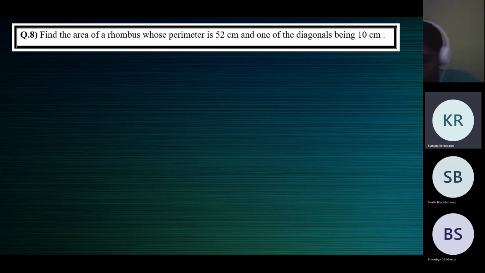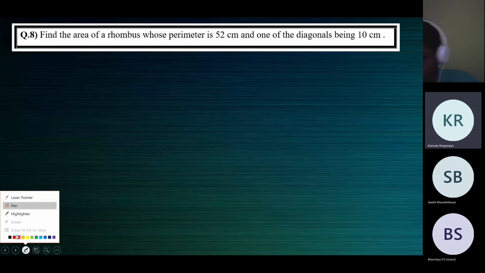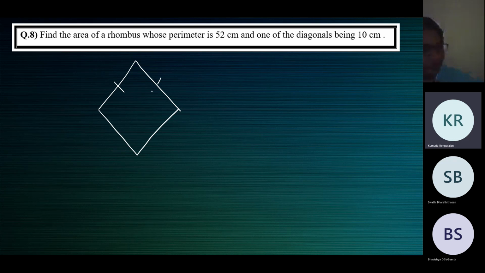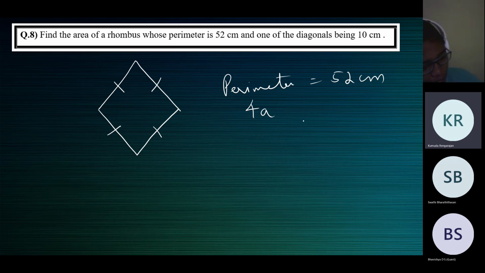We know that in a rhombus, all the sides are equal. So the perimeter is equal to 52 centimeters. Since all the sides are equal, the perimeter of a rhombus is 4a, like a square: a plus a plus a plus a. 4a is equal to 52. a is equal to 52 by 4, 13 centimeters. So each side is equal to 13 centimeters. That's why the perimeter is 52.